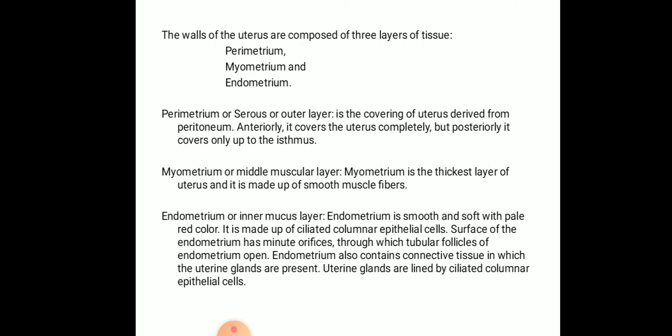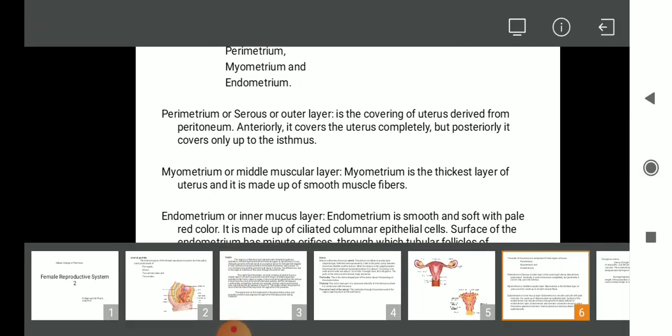The cilia help the movement of sperm into the fallopian tube for fertilization. These cilia also receive the fertilized ovum for implantation. The surface of the endometrium has minute orifices, that is, openings of the tubular follicles of the endometrium. The endometrium also contains connective tissue in which the uterine glands are present. The uterine glands are lined by ciliated columnar epithelial cells.